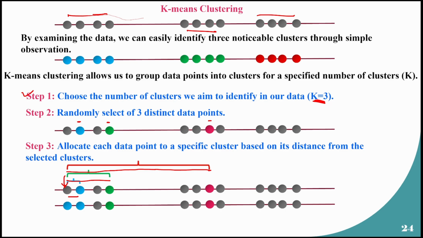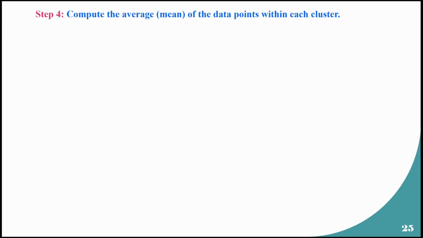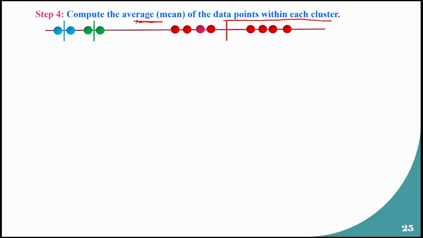You have to do that for each other data point available in this data set, and that is how we will get the allocation of each single data point into one of the clusters that we have indicated. Now what the algorithm will do is compute the average or mean value of the data points within each cluster. Let's say the blue cluster has two data points. So what will be the average position or average value of these two data points that are part of the blue cluster?